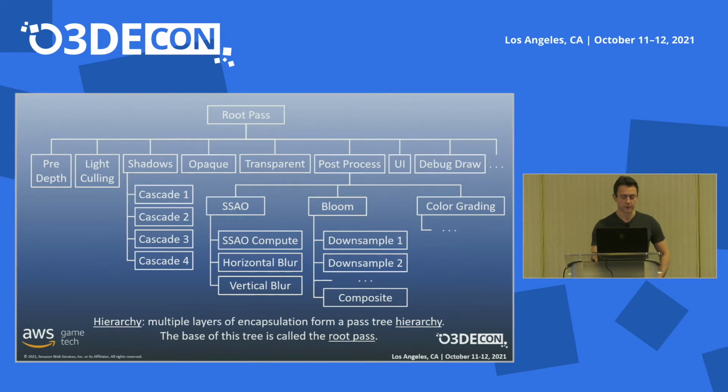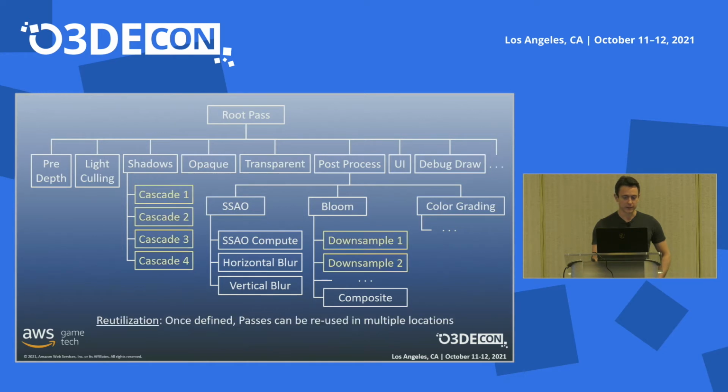With multiple layers of encapsulation, you can build a tree-shaped hierarchy. At the very top of the tree is the root pass, and then you can go deeper and deeper into layers and have a very complex definition. What's really nice about this is that we can also reuse passes. For example, you can define your cascade pass for your shadow cascades or a downsample pass for bloom. These can be seamlessly utilized without having to rewrite your function or touch any C++ code.